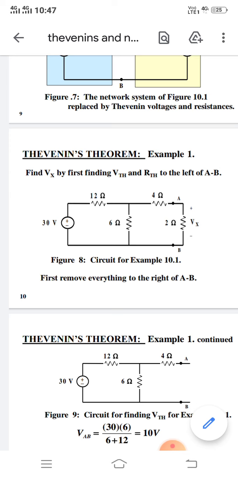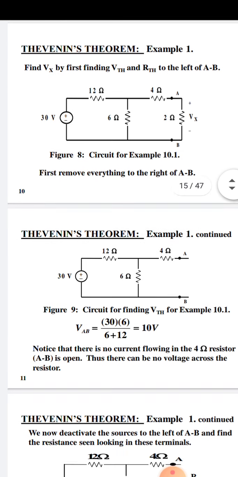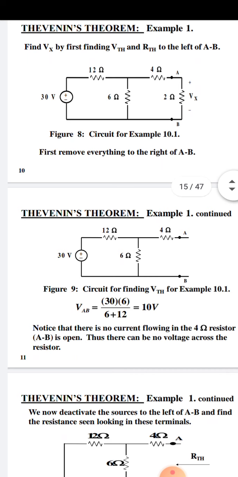That means you just put A and B across the 2 ohm resistor. Instead of the 2 ohm resistor, you replace it with the letter Vx. The first step is to rearrange this network. You just leave out or ignore this Vx, the 12 ohm resistance, after the node indication of AB.